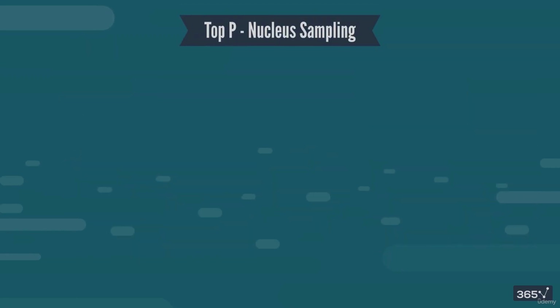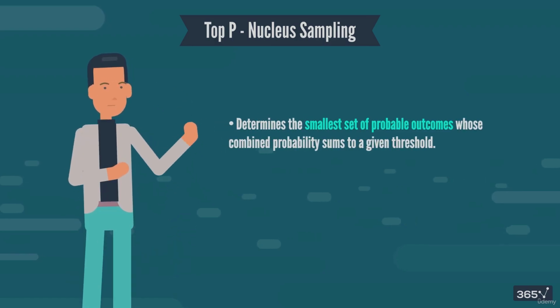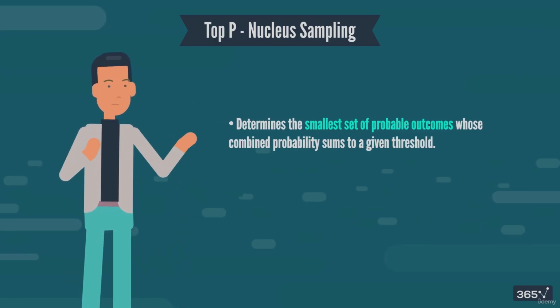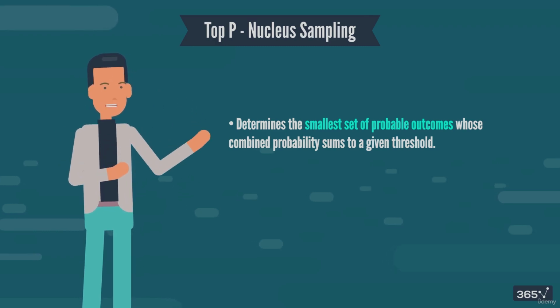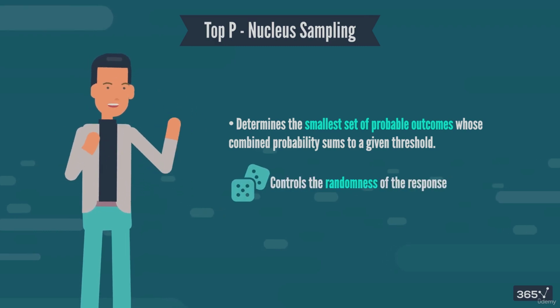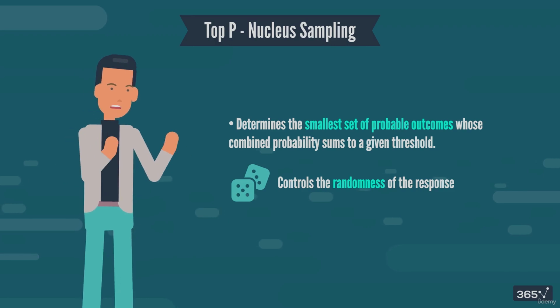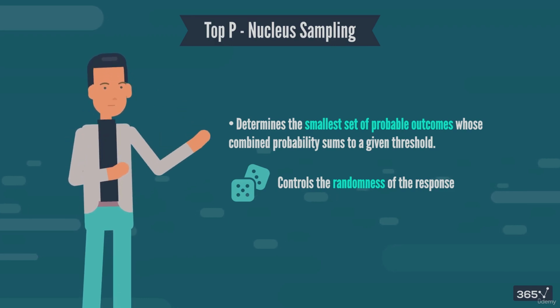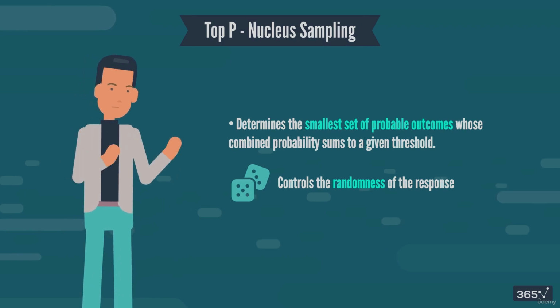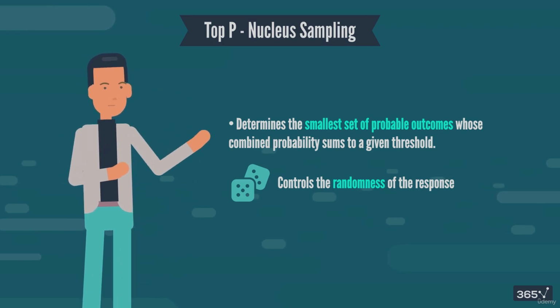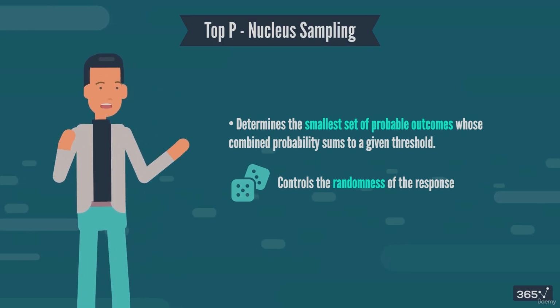Next is a parameter called top P, also known as nucleus sampling. It determines the smallest set of most probable outcomes, whose cumulative probability sums to a given threshold. Like the temperature, it controls the randomness of the response. But while the temperature dictates how randomly the model picks a token from a list with possible ones, top P determines how long that list is.